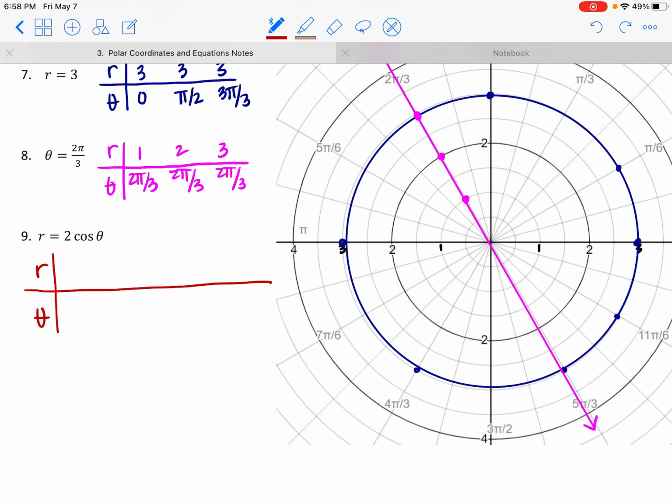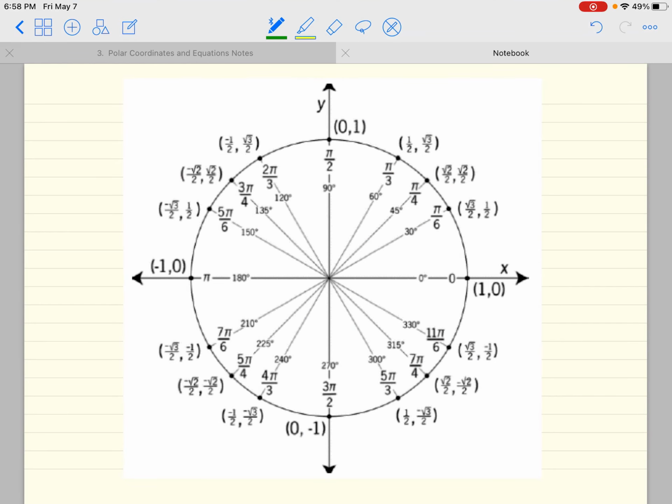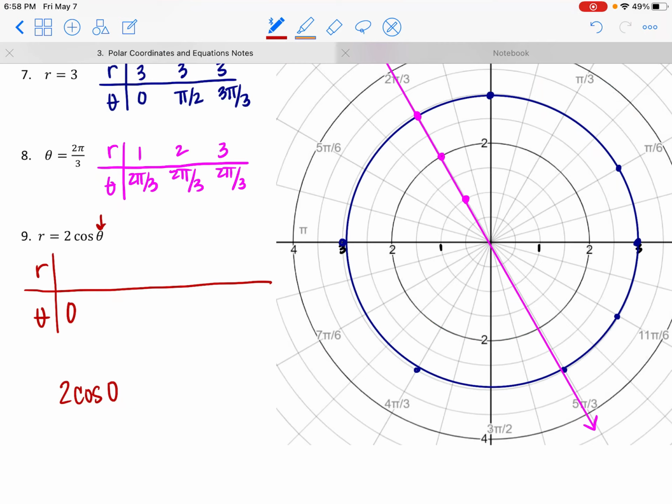let's say theta, our angle, is 0. If I put a 0 here, then 2 times the cosine of 0 is what I'm looking for. Cosine of 0, remember, 0 is right here, cosine is 1. So that's going to be 1 times 2, which is going to be 2.